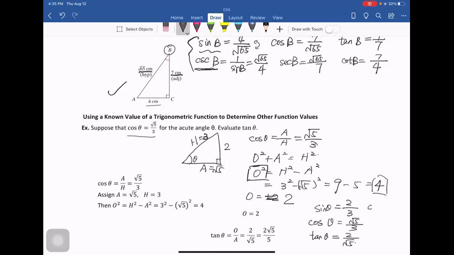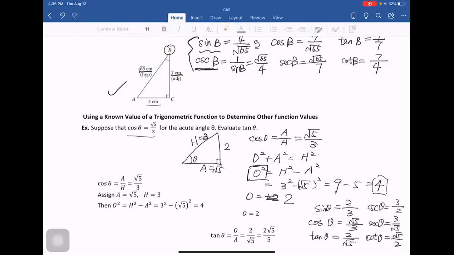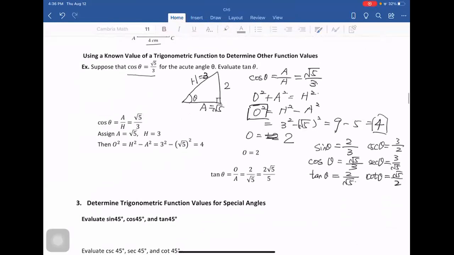And cosecant theta equals the reciprocal of sine theta, which is 3 over 2, and the secant theta equals 3 over square root of 5, and the cotangent theta equals square root of 5 over 2. So we find the 6 trig functions.